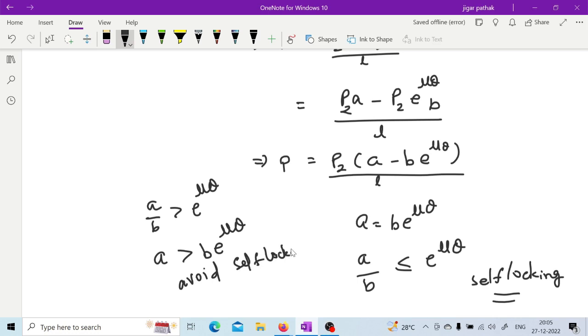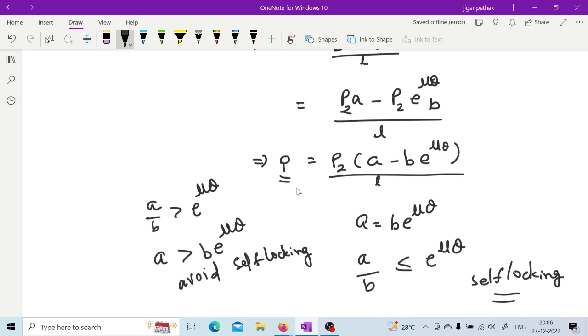Sir, in the previous case you told that A equal to mu C is the condition for self-locking. Whether it is equal to or less than, in both cases it will be self-locking, uncontrollable also if P is going negative. But basically the desirable condition is A should be greater than B e raised to mu theta. In that case the operator needs to provide a certain amount of effort in order to apply the brake. So the desirable condition is that A must be greater than B e raised to mu theta, then only a certain amount of effort is required in order to stop the drum which is rotating.